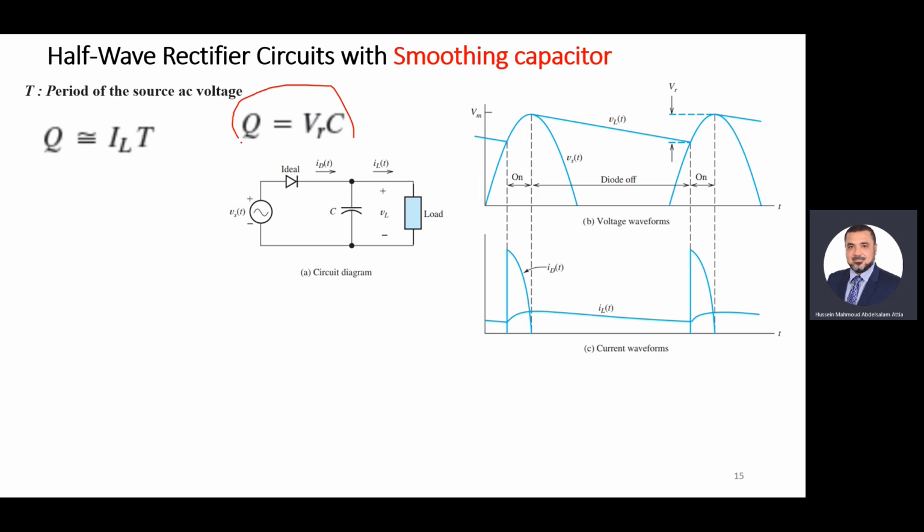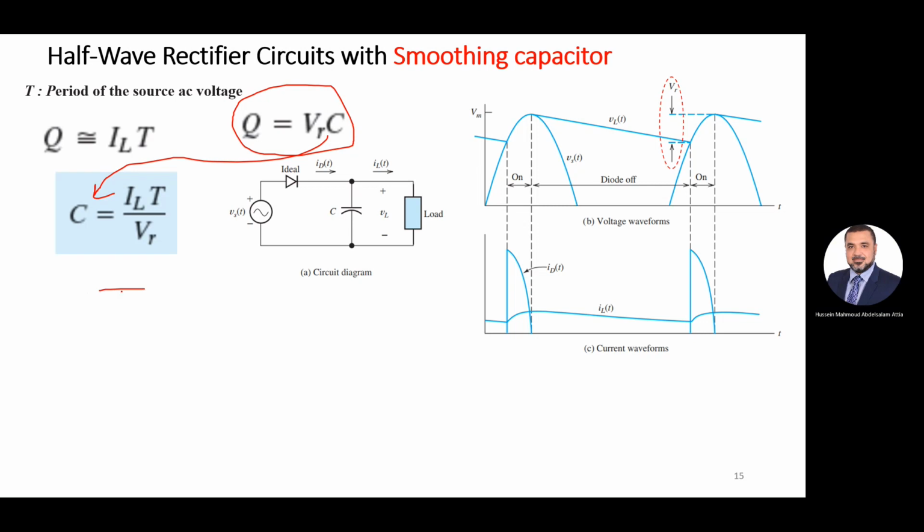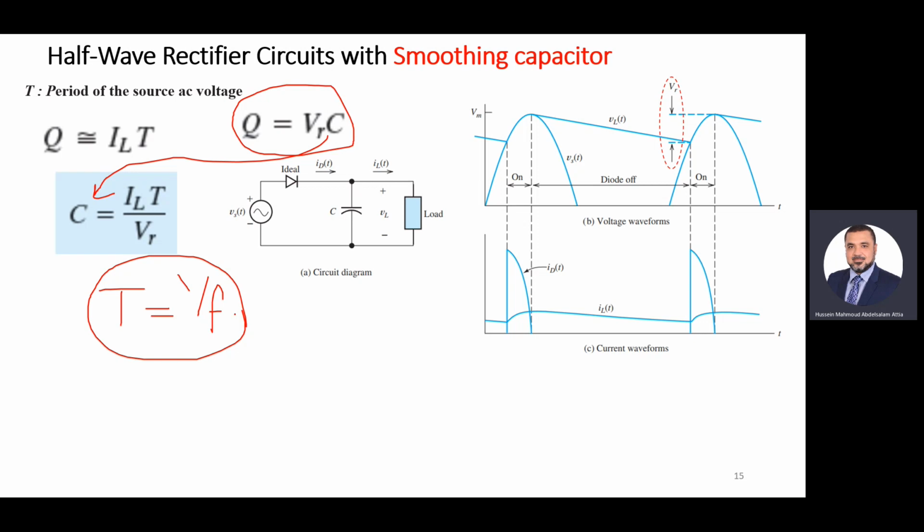Also, the definition of Q is V times C, or C equals Q over V. This means from this relation we can see that C is I L T over V ripple. T is the same as 1 over frequency, T is 1 over the frequency of the input. Okay.